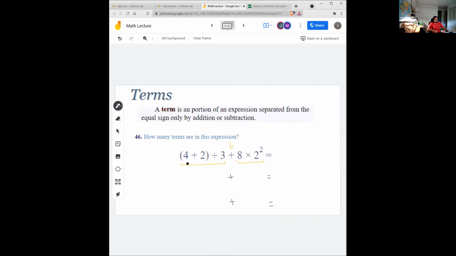So for the one on the left, 4 plus 2, I have to do first as parentheses. So this becomes 6 divided by 3, and 6 divided by 3 is 2. For the second term, 2 times itself is 4. So this is 8 times 4, and 8 times 4 is 32. And then at the end, I'm going to add up my terms. 2 plus 32 is 34.